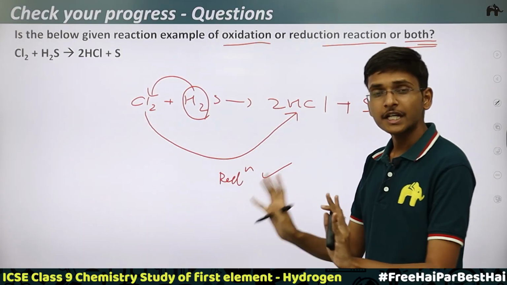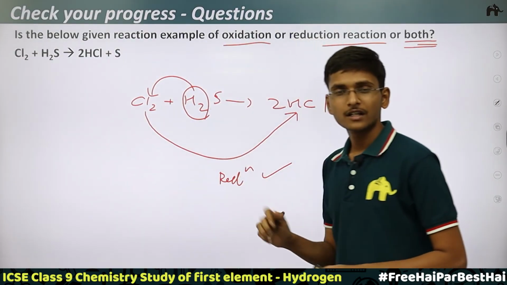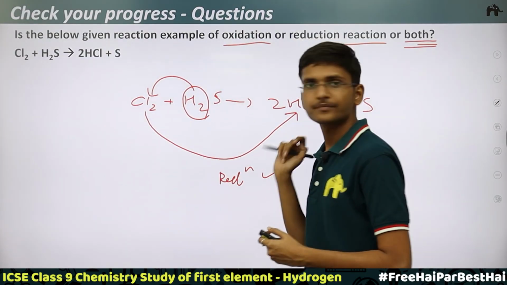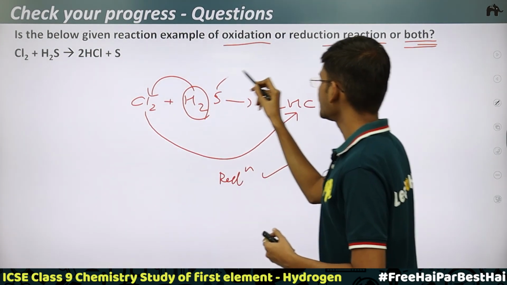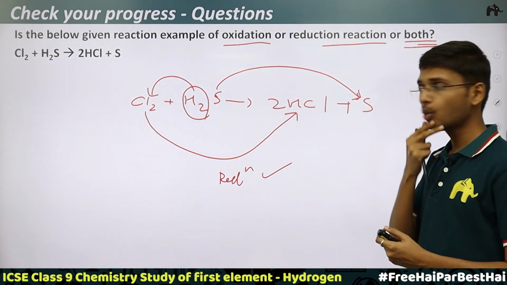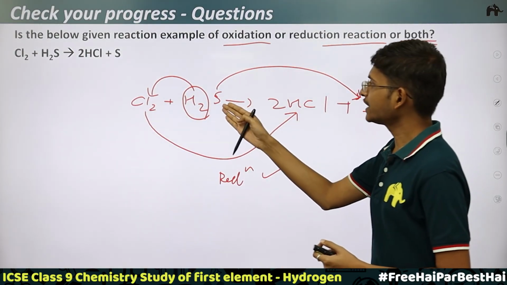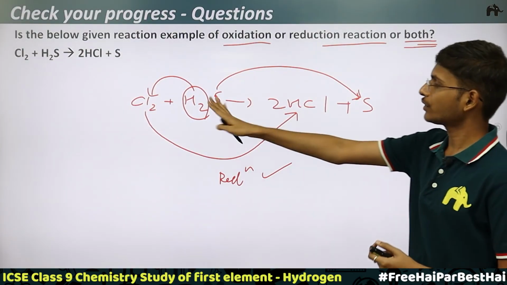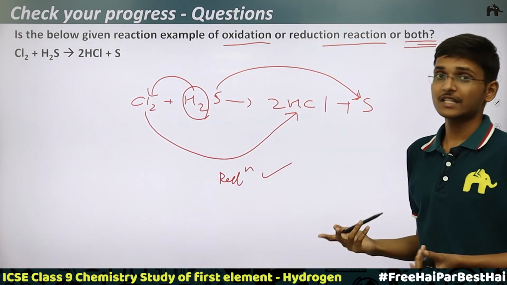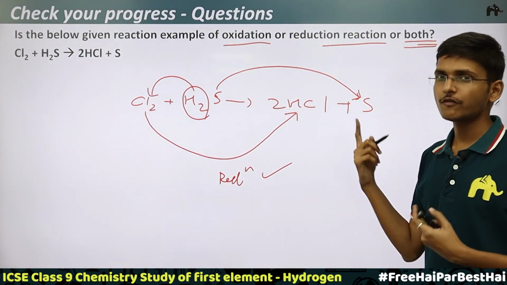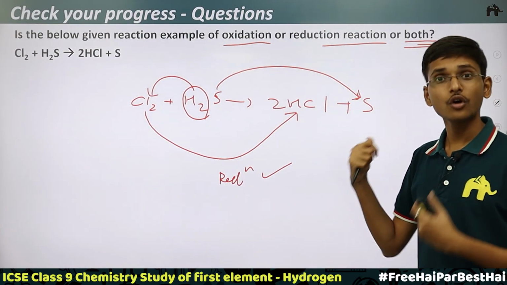Fine. But wait a minute. Take a pause. You can see here that the hydrogen from hydrogen sulfide is getting removed, resulting in the formation of simply sulfur. If the hydrogen is gone, only sulfur is remaining. So here there is removal of hydrogen taking place in this reaction. And what is removal of hydrogen then? Addition of oxygen is oxidation, correct? So removal of hydrogen is also oxidation, right?